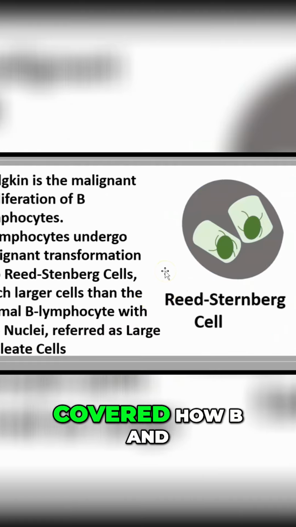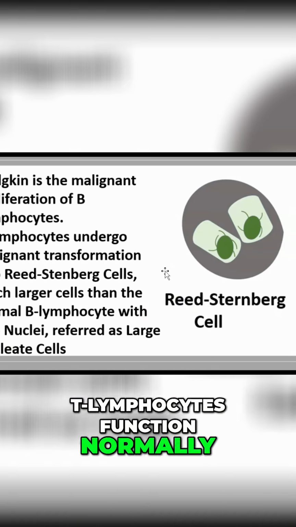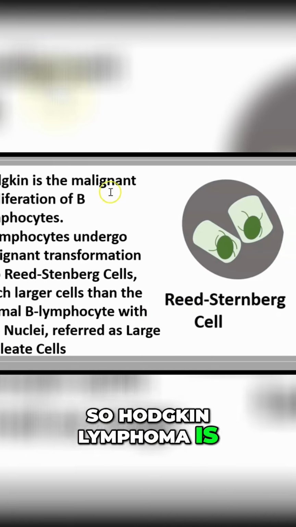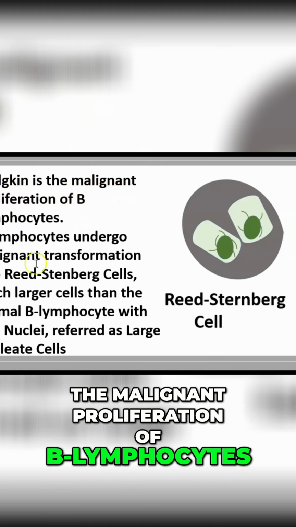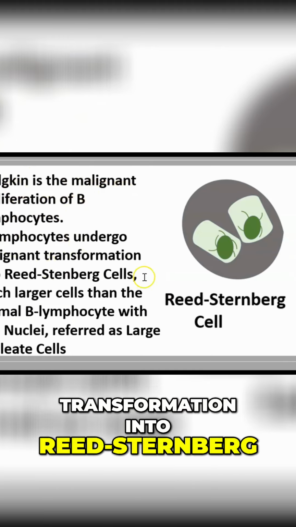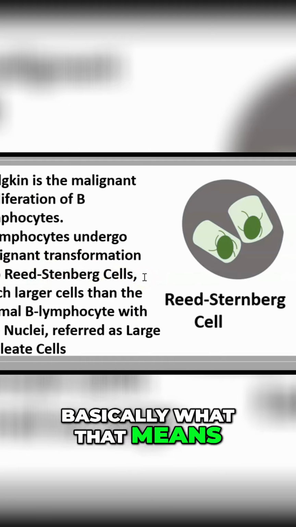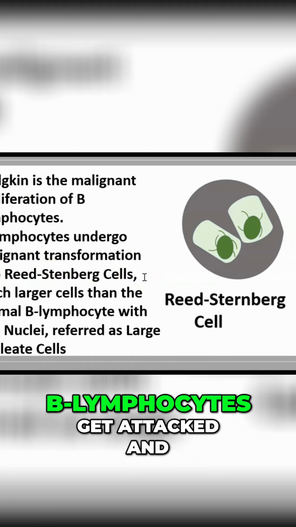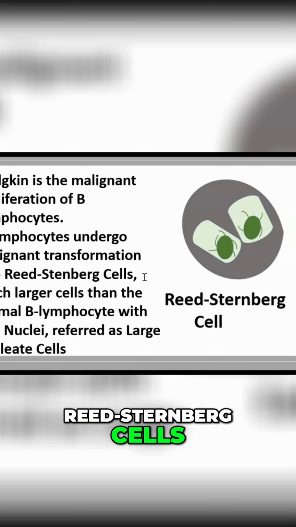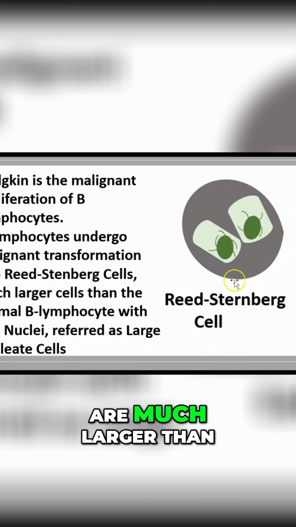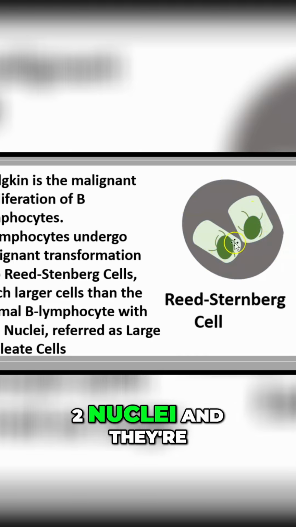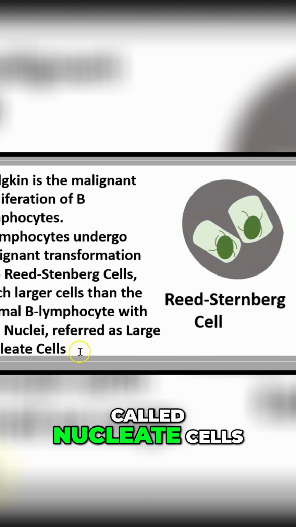So now that we've covered how B and T lymphocytes function normally, we can see how Hodgkin lymphoma will affect them. So Hodgkin lymphoma is the malignant proliferation of B lymphocytes. B lymphocytes undergo a malignant transformation into Reed-Sternberg cells. Basically what that means is that B lymphocytes get attacked and they get mutated into Reed-Sternberg cells. These cells right here are much larger than B lymphocytes, and they have 2 nuclei, and they're called binucleate cells.